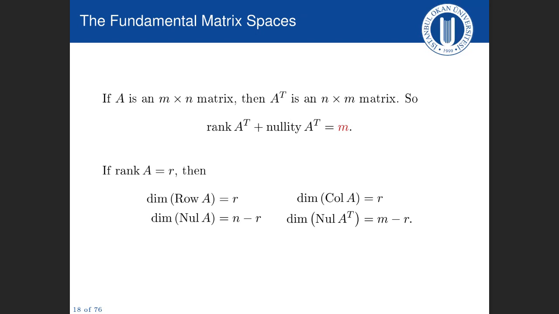If the rank of A is r, that means the dimension of the row space of A is r, and by the previous theorem, the dimension of the null space of A, the nullity of A, is the number of columns minus the rank, n minus r. The dimension of the column space of A is also going to be r, also the rank of A. And then using the formula which I've just said, the dimension of the null space of A transpose is going to be m minus r.